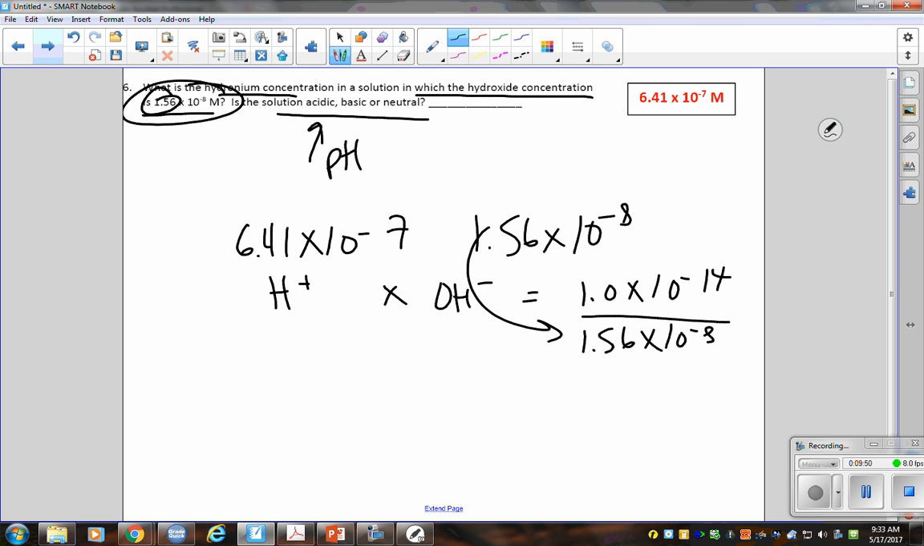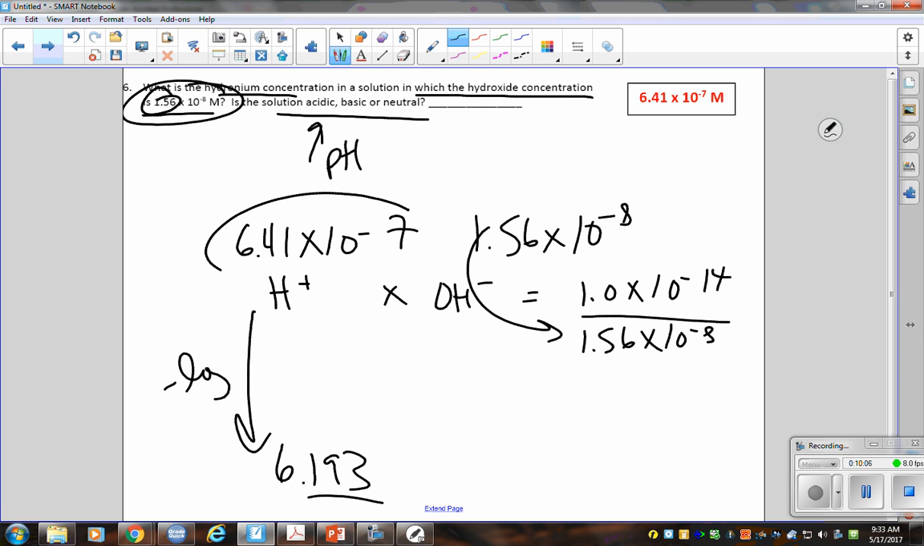pH I have to take the negative log. If I take the negative log of that sucker, I get 6.193. Remember, decimal places on the bottom, which makes that an acid. So that would basically be considered an acid, and there is your H plus concentration.